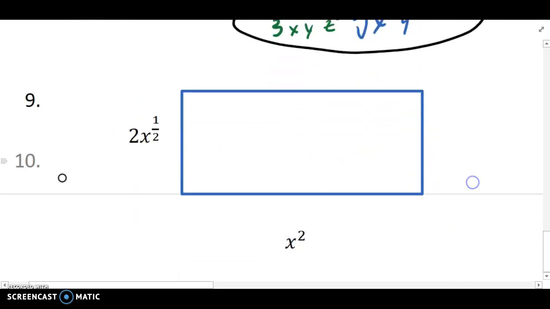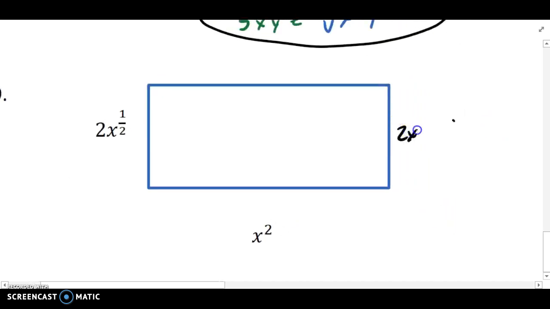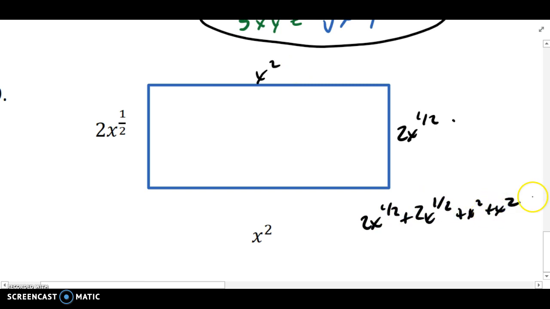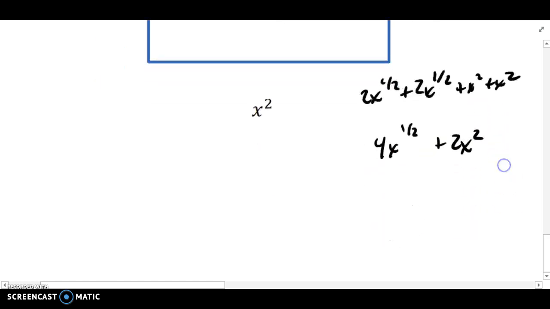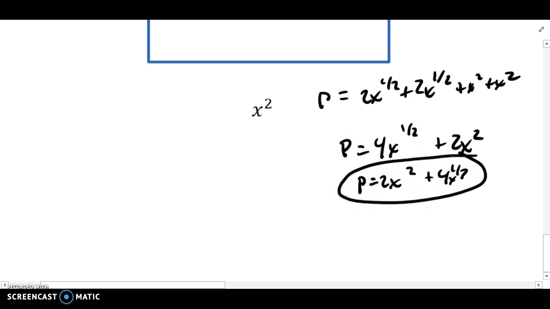All right, number 9, we want to find the perimeter and the area. That's what it says in the assignment. So this would be 2x to the 1/2, and this would be x squared. The perimeter is just adding up together. So you have 2x to the 1/2 plus 2x to the 1/2 plus x squared plus x squared. We have like terms here and here, so those are going to go together. So I'm going to get 4x to the 1/2 plus 2x squared. And we normally write them with the highest power first, so I'm going to rewrite it. And this would be the perimeter, and we're done.